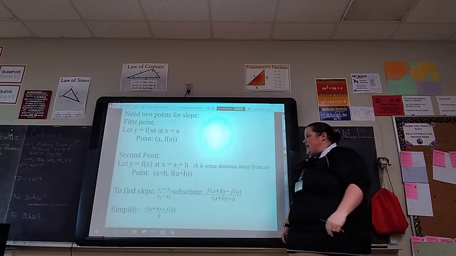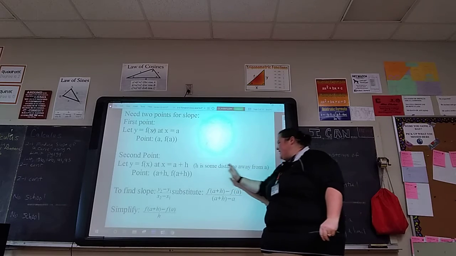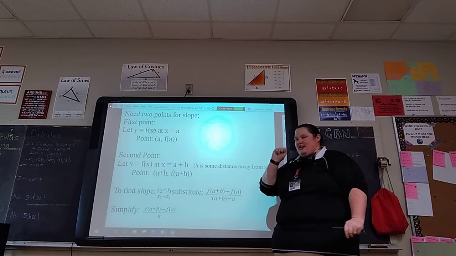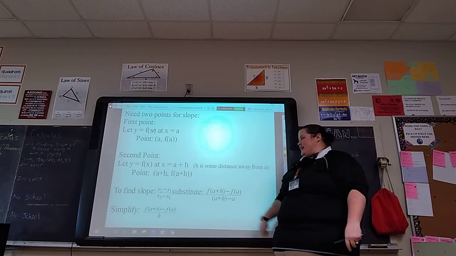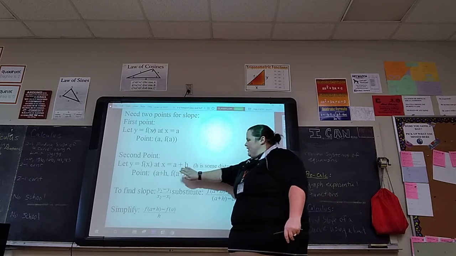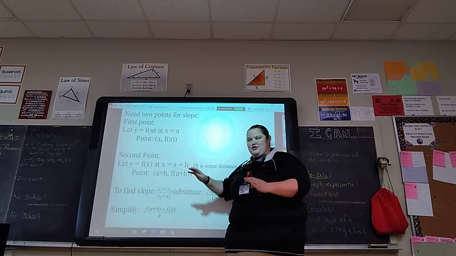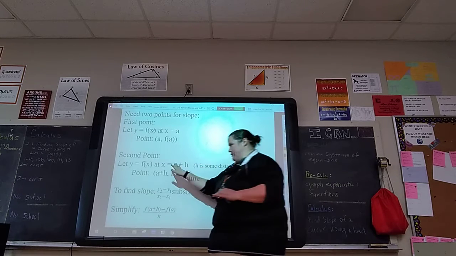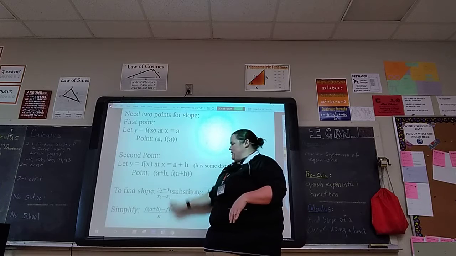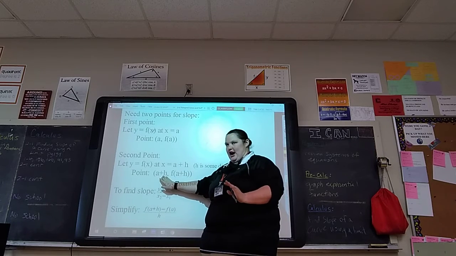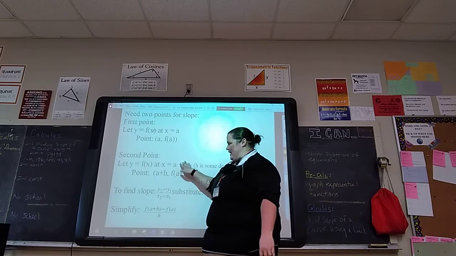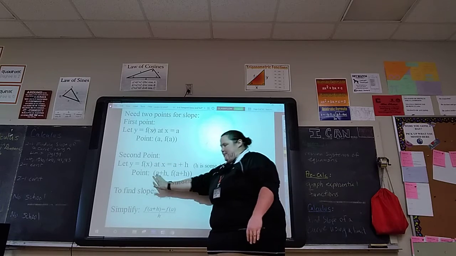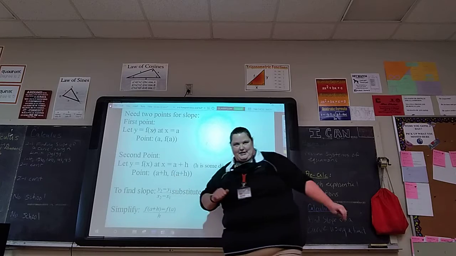Our second point is going to be just a slight distance away from that point. We're going to try to get it as close as possible because that will give us the best slope that we can get. So we're just going a little bit later. We're going to do A plus h to show that we're just a little bit away from that original A value, or the original x value. So that point is A plus h for x. And again, the way we get the y value is we plug that into the function. So our second point is A plus h, f of A plus h.